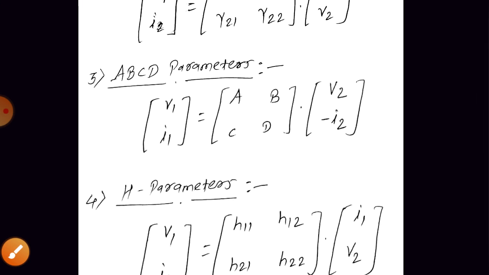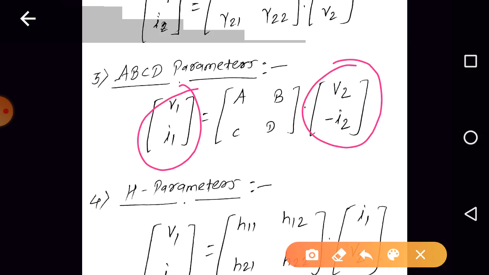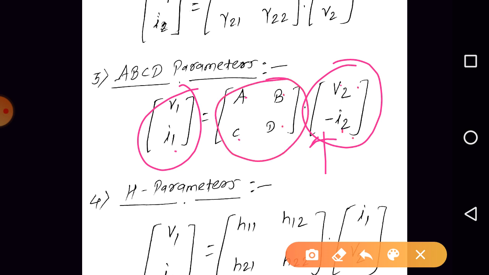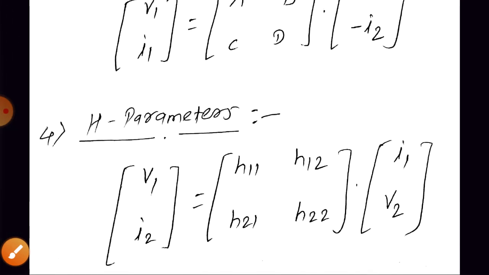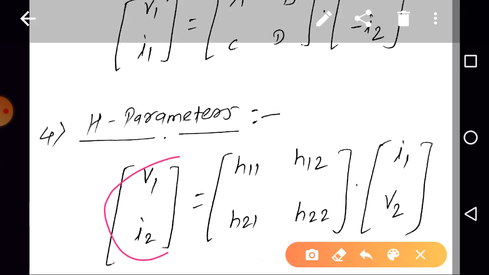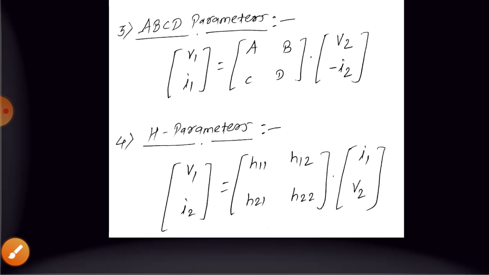Next, ABCD parameters give the expression for V1 and I1 in terms of V2 and minus I2. Please be careful, this is a minus I2 here. V1 is A V2 minus B I2, I1 is C V2 minus D I2. This is the ABCD parameter matrix. The last one is the H parameter, also known as the hybrid parameter. It gives the expression for V1 and I2 in terms of I1 and V2. This is the H parameter matrix of a two-port network.